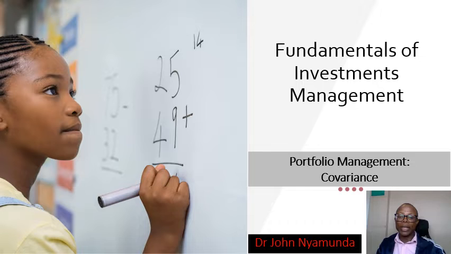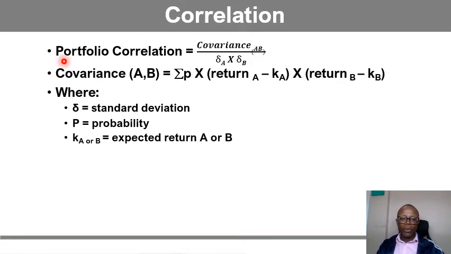My name is Dr. John Nyamunda, and today we are going to talk about covariance. If you looked at the portfolio correlation formula, you would have seen that it says covariance divided by standard deviation A times standard deviation B. So sometimes in the exam they might ask you what is covariance, or to calculate covariance, or they might want you to calculate portfolio correlation without giving you outright the covariance. So that is what we are talking about today.